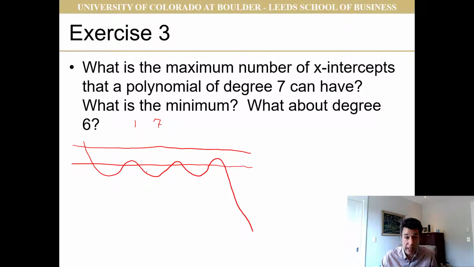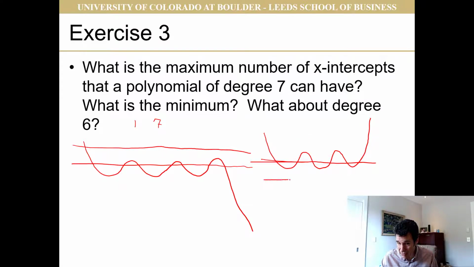Polynomial of degree 6, the most turning points is 5. So let's draw that. We go down, 1, 2, 3, 4, 5. Again, if the x-axis is here, we get 1, 2, 3, 4, 5, 6. If the x-axis is here, though, we get none. So here, a polynomial of degree 6 has between 0 and 6 x-intercepts.